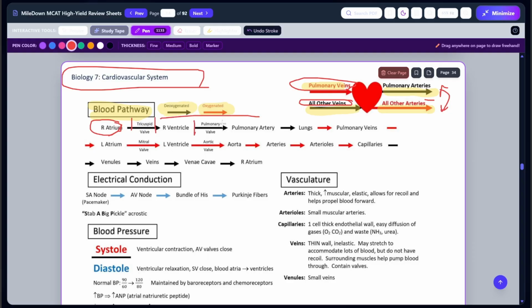And then from your right ventricle, there's another valve, like a gate almost, right? Pulmonary valve between the right ventricle and pulmonary artery. And your pulmonary artery goes right to your lungs, to pulmonary veins. Now we're getting back into the heart, right?